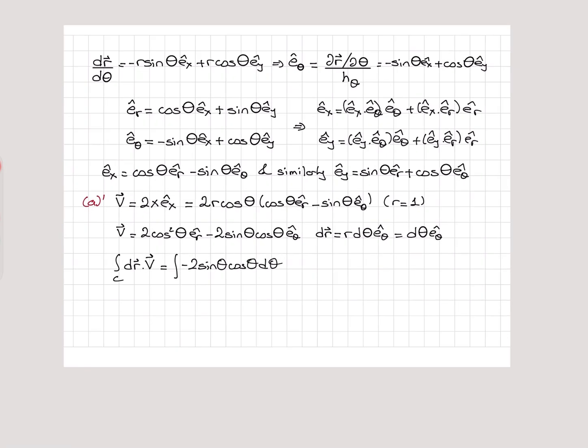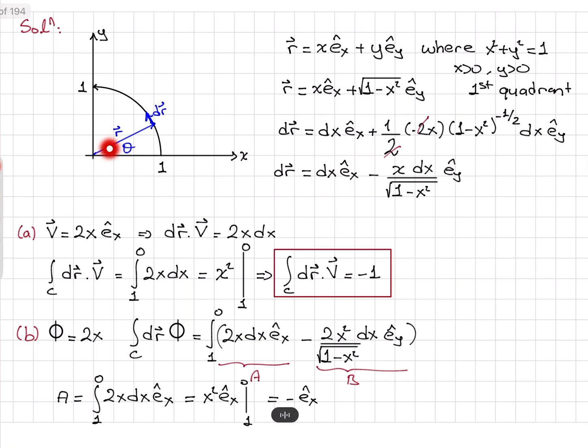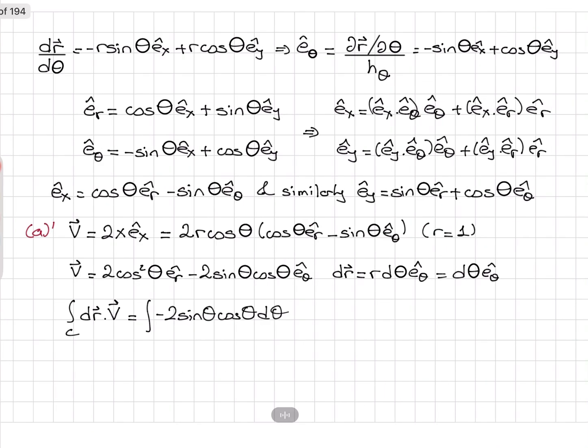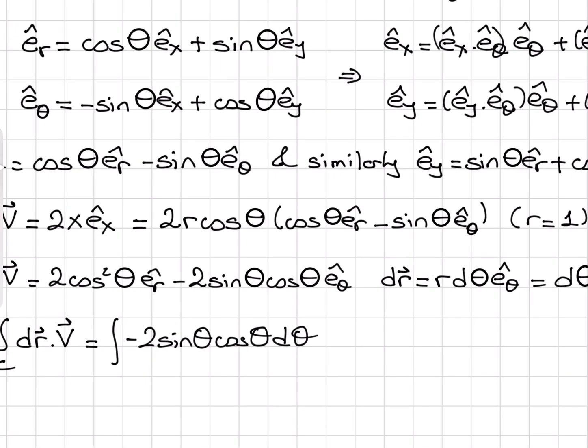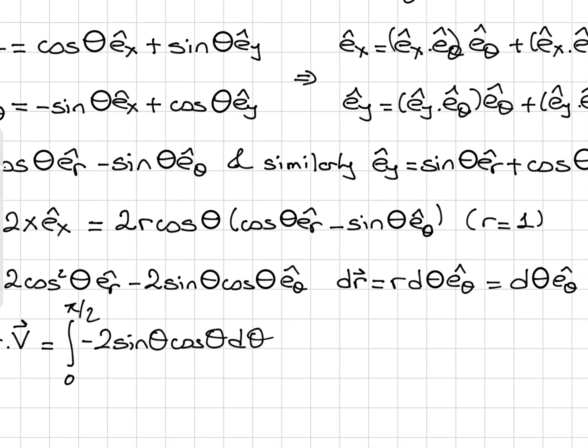And how do I vary the angle? The angle theta goes from 0 to pi over 2. So the limits of the integration are 0 to pi over 2. And what is 2 sine theta cosine theta? This is minus integral from 0 to pi over 2 of sine 2 theta, by the half angle formula, d theta.